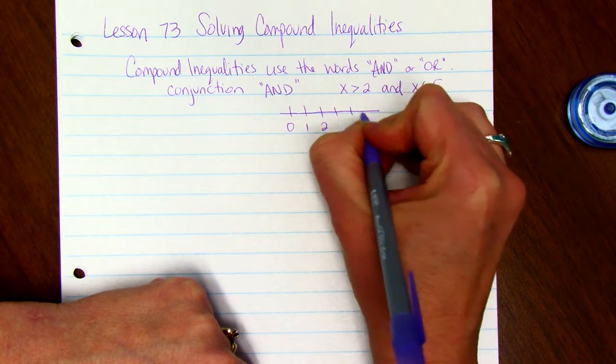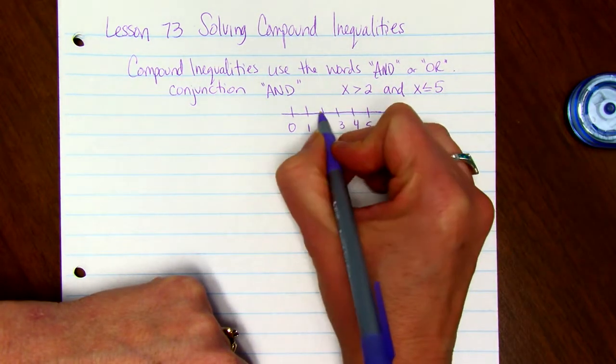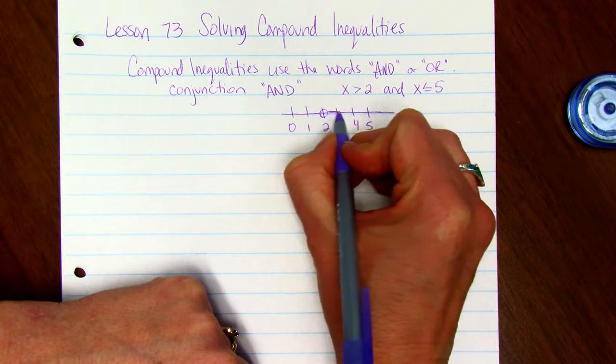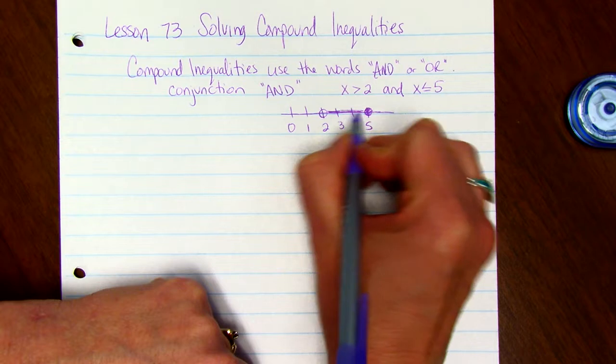So to graph it, we would put an open circle on 2 and we would be going above it, and then we put a closed circle on 5 and we're going to go below it and we meet in the middle.